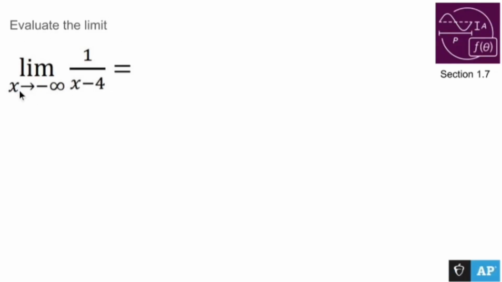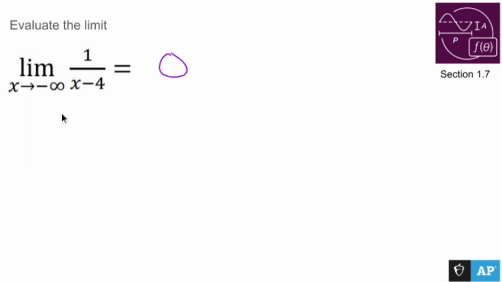Evaluate the limit as x approaches negative infinity of 1 over x minus 4. Boom! Now, how did I do that? Well, if you have a higher degree in the denominator than the degree in the numerator, and x approaches either infinity, no matter what, you're going to approach 0.